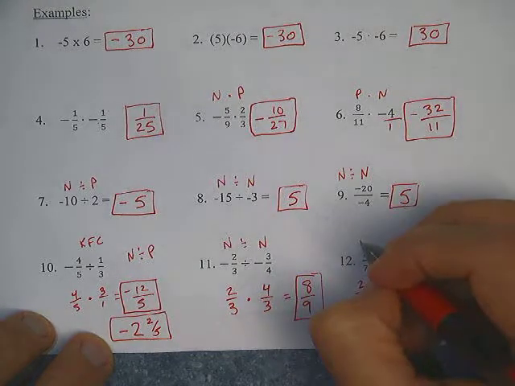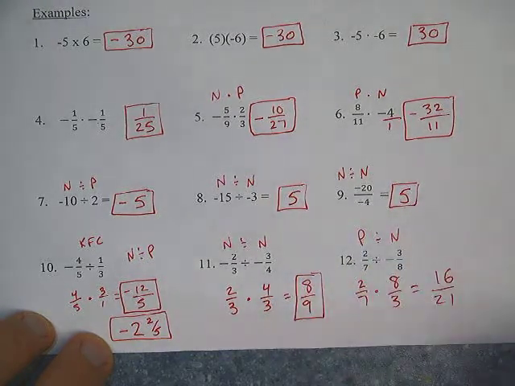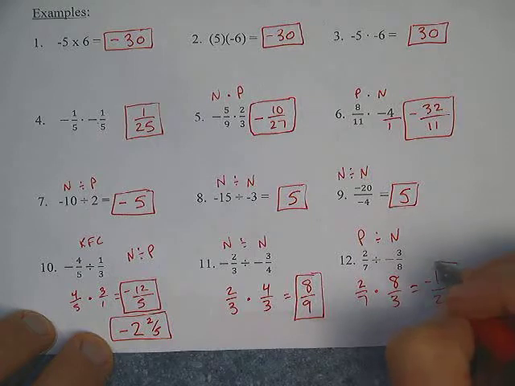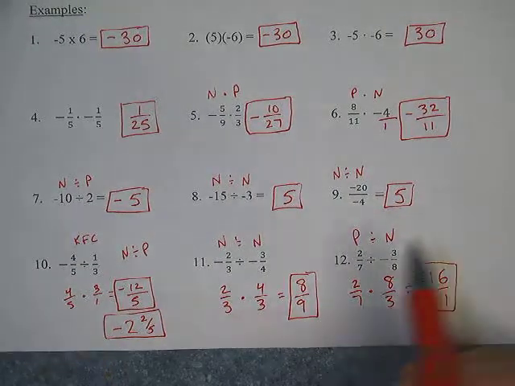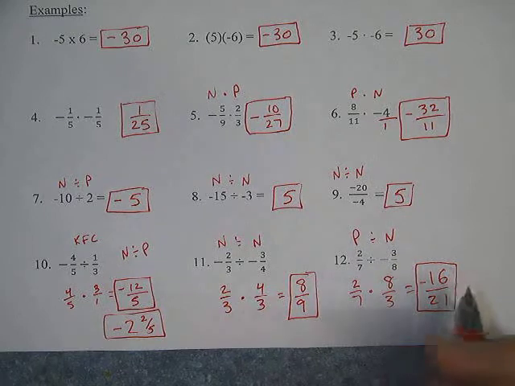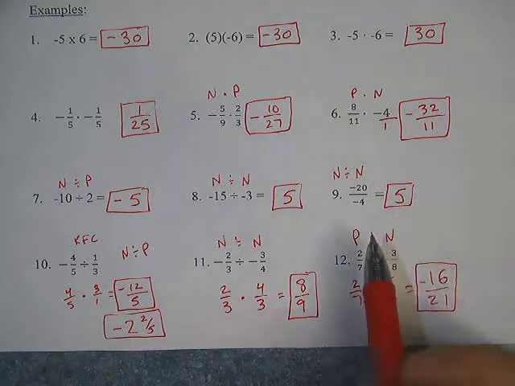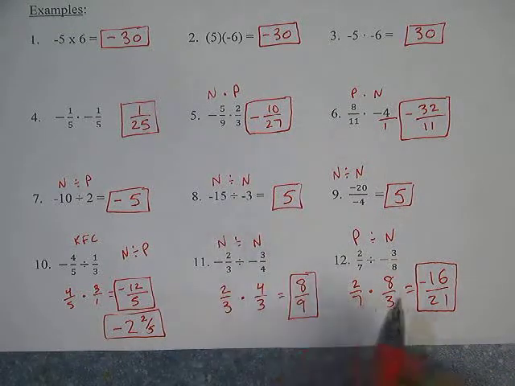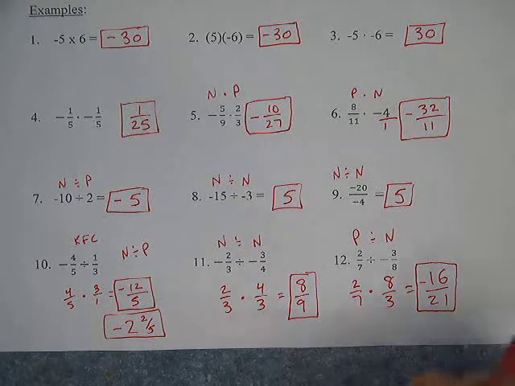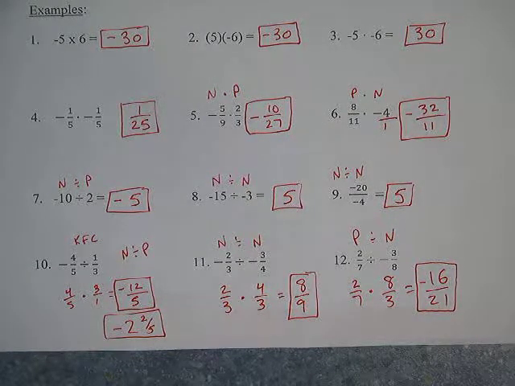Last one. Keep, flip, change. 16 over 21. Now go back. This was a positive divided by a negative. That should give me a negative answer. So notice, I'm not worried about my negatives until I've got my final answer. Just deal with the numbers like you always would. And then at the very end, go back and see, was it a positive and a negative, or was it a negative and a negative? So what should my answer be?